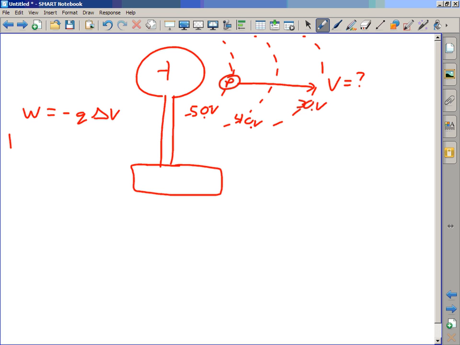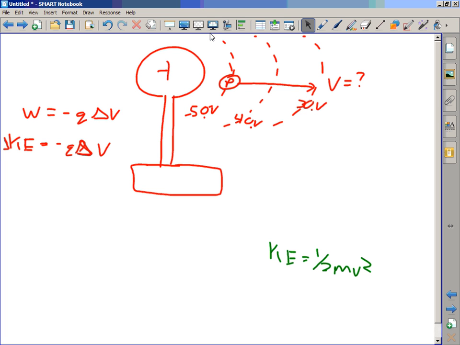Work is the same thing as change in kinetic energy. Negative Q delta V. And then where we're going here, kinetic energy is 1/2 mv squared. We're going to take the kinetic energy we saw for here and plug it in down there. Okay, that's the idea.